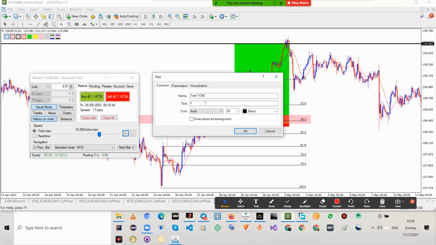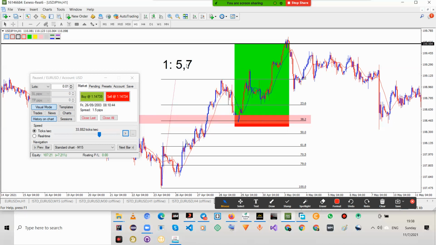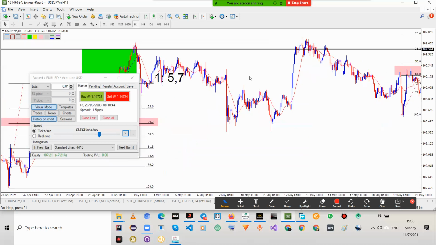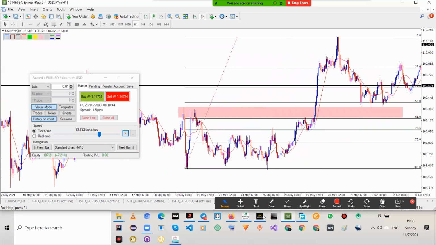1 is to 5.7. That's powerful. This is powerful, guys. And the second one, the same rules apply. So rewind to get them.